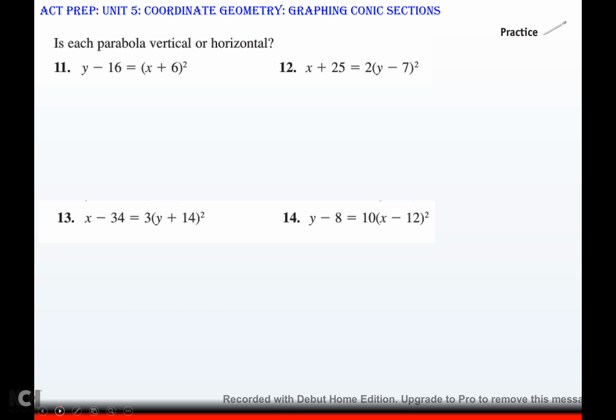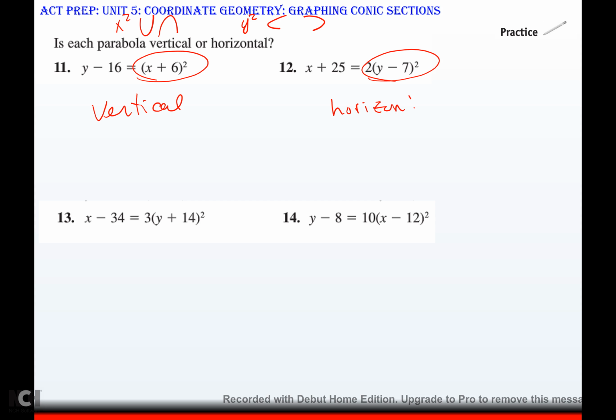Got it, right? Alright, so this now wants to know, is each parabola vertical or horizontal? Well, if x is squared, it's going to open up or down, which means vertical. I'll put an A there. This is when the x is squared. If y is squared, they'll open sideways, and that's when it's horizontal. So since the x term is being squared, vertical. Since the y term is being squared, horizontal. Since y is being squared, horizontal. Since x is being squared, vertical.